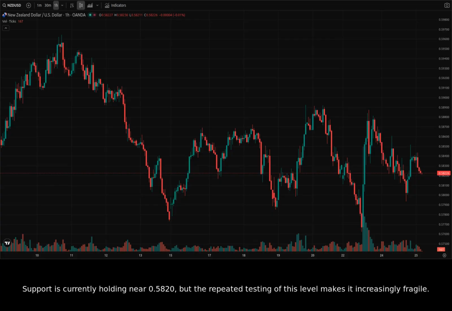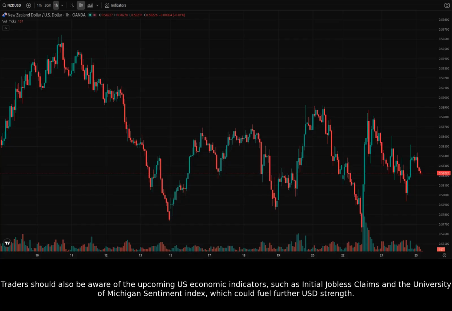Support is currently holding near 0.5820, but the repeated testing of this level makes it increasingly fragile. If this support zone fails, the next logical target for sellers is the January low of 0.5711. Traders should also be aware of the upcoming U.S. economic indicators, such as initial jobless claims and the University of Michigan Sentiment Index, which could fuel further USD strength.